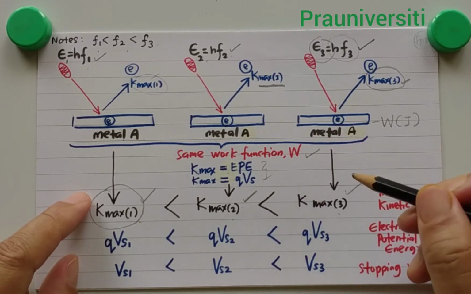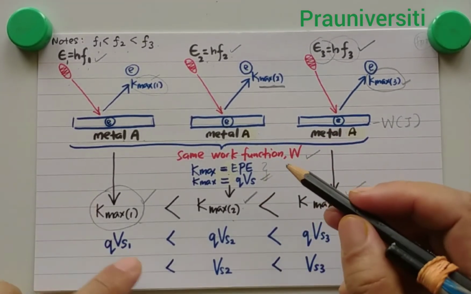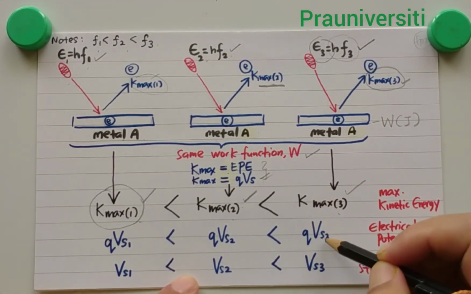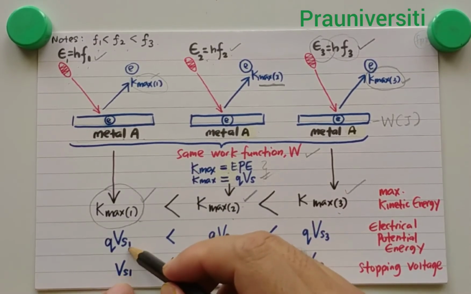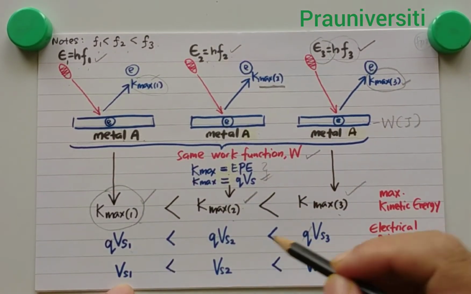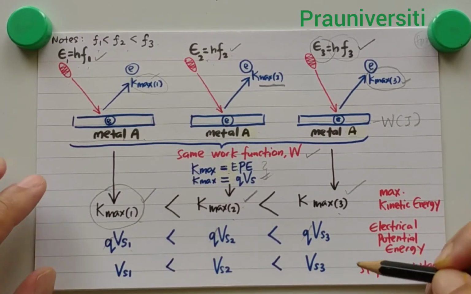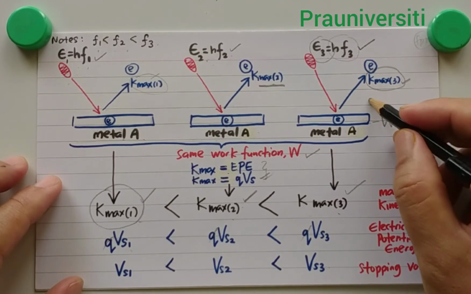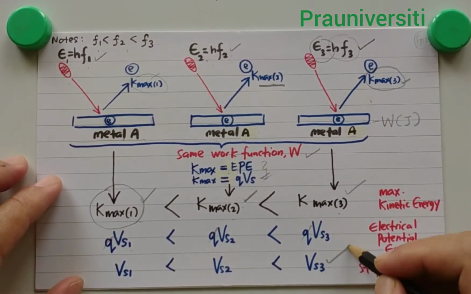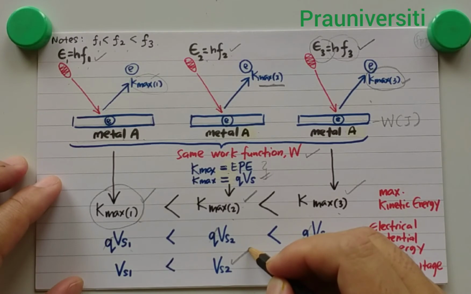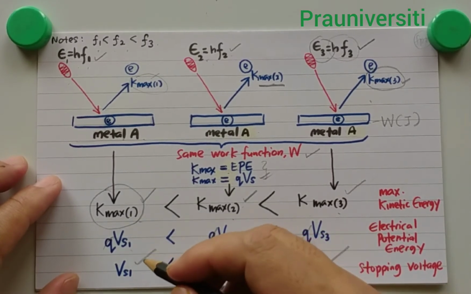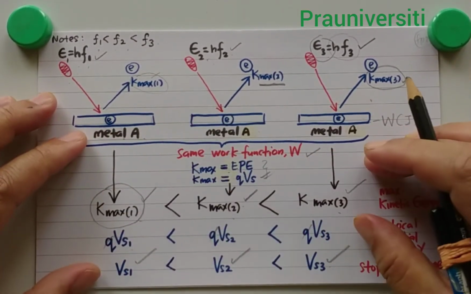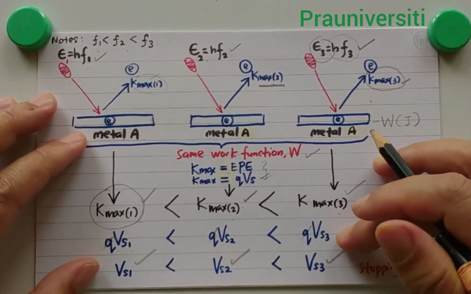And what we can see here is that the maximum kinetic energy is equal to eVs. So we can write eVs3, eVs2, eVs1, and then we cancel the e. Then we can see that the stopping voltage for diagram number 3 is bigger than for diagram number 2, and then bigger than for diagram number 1. So we have here the difference in the maximum kinetic energy and the stopping voltage.